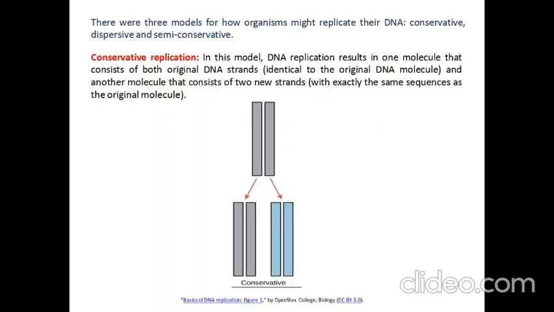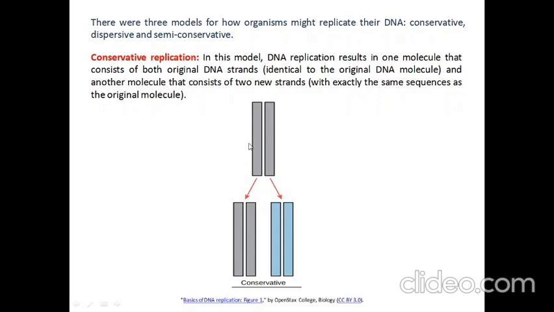There were three models, or three versions, of replication given by different scientists. What are these three versions? The conservative replication was one of the models, which shows how one DNA duplicates and gives two DNAs. In this model, DNA replication results in one molecule that consists of both the original DNA strands.